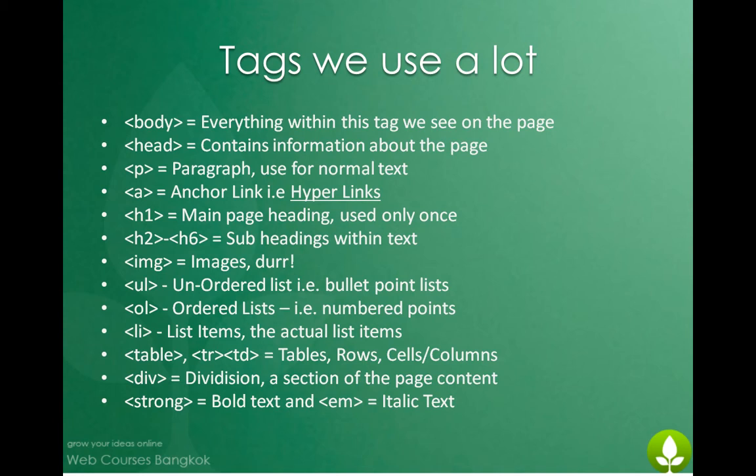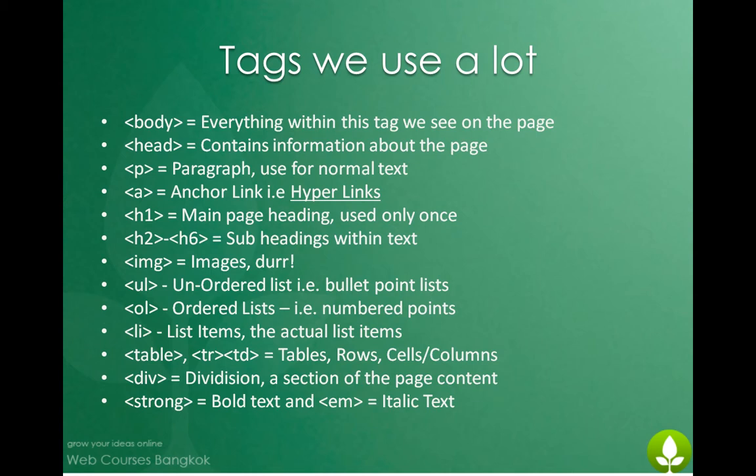The next one we have is P, and P means paragraph, that's just for normal text. We've got A for anchor links, and those are the, we call them hyperlinks, yeah? Hyperlinks. H1 to H6. Now, there's only one heading 1. Yeah, so if you're doing a website about IT products, heading 1. Yeah. And then heading 2 might be computers, maintenance, networking. Alright. Images. Yeah. That easy. Now, UL and OL are lists.